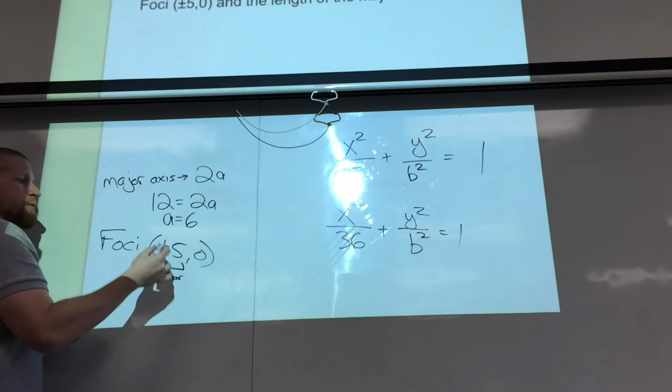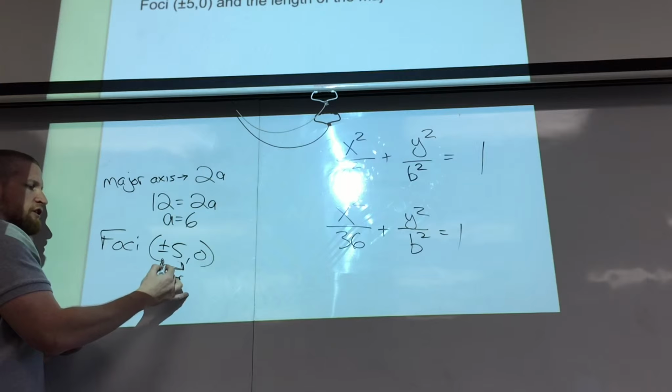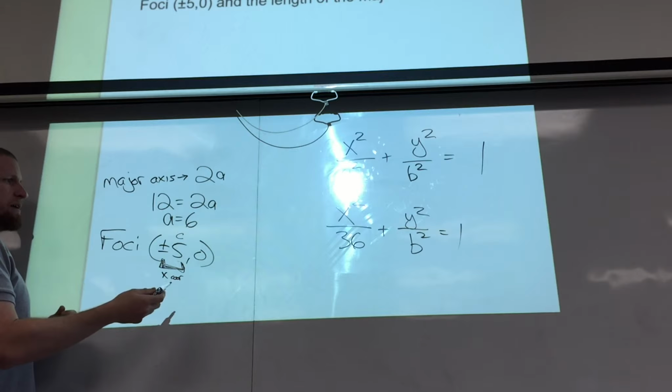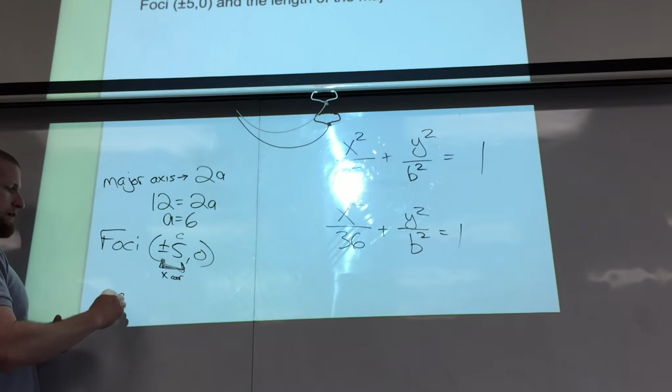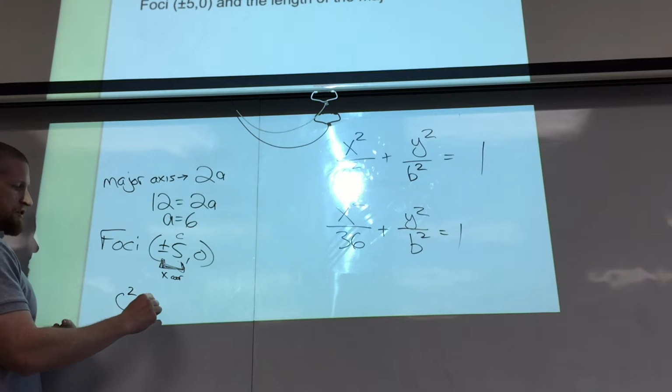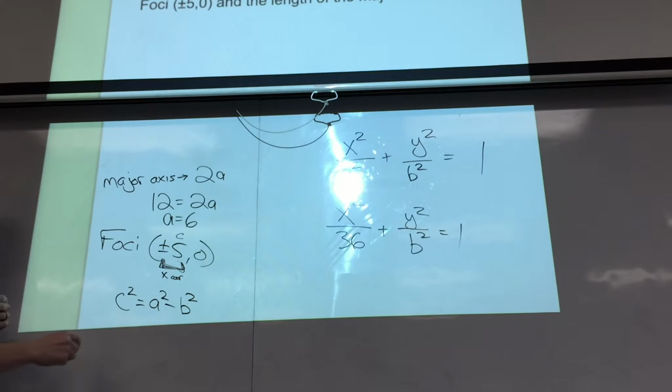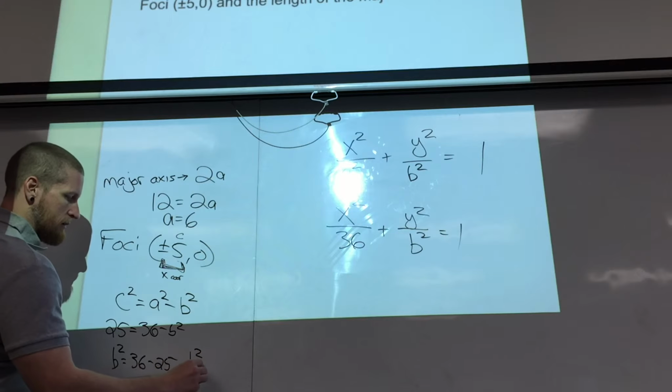Out of A, B, or C, which letter do you generally use for the focus points? C. So since I have A and since I have C, I can find B squared, right? So c squared equals a squared minus b squared. So this would be 25 equals 36 minus b squared. So b squared is 36 minus 25. It's 11.